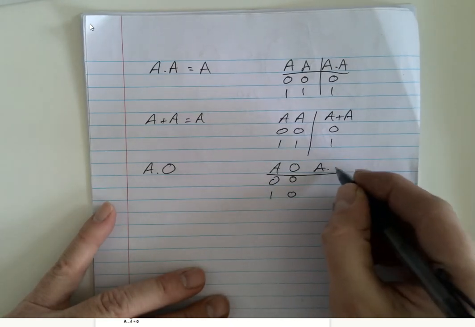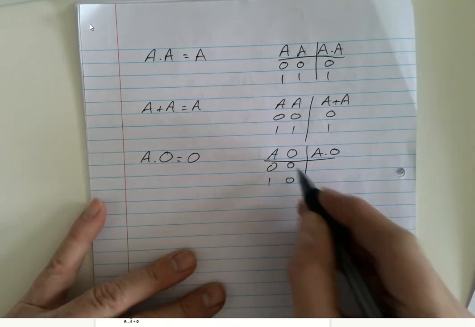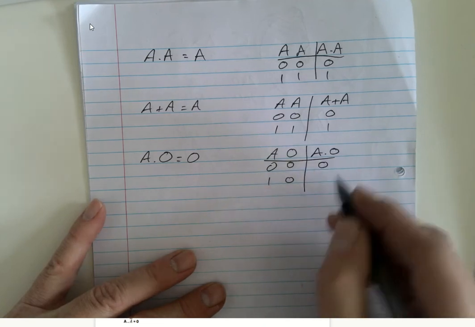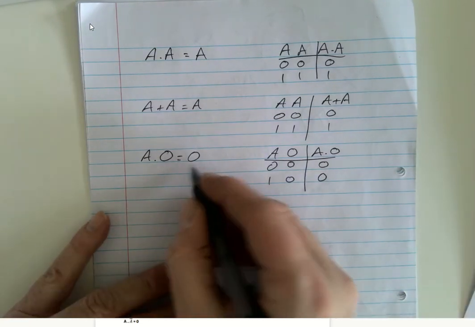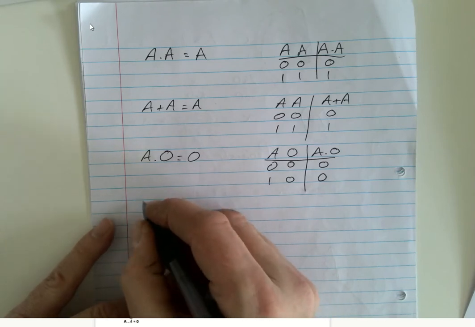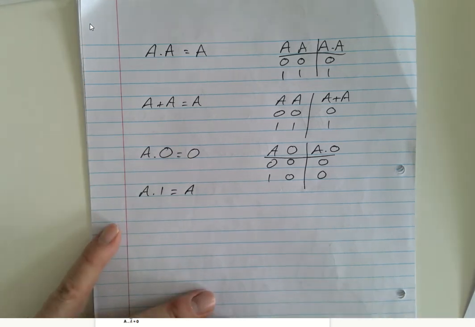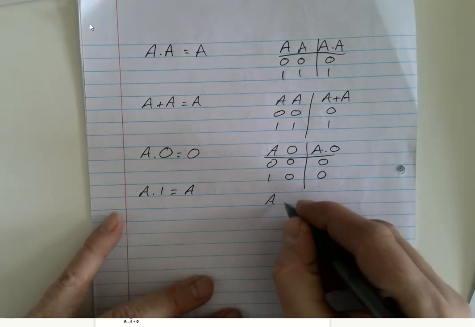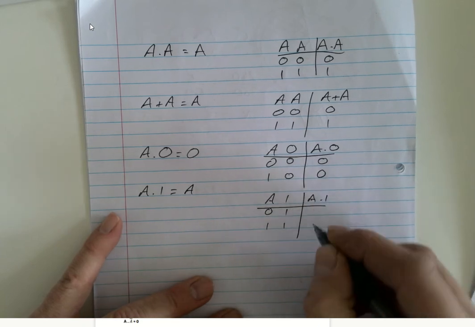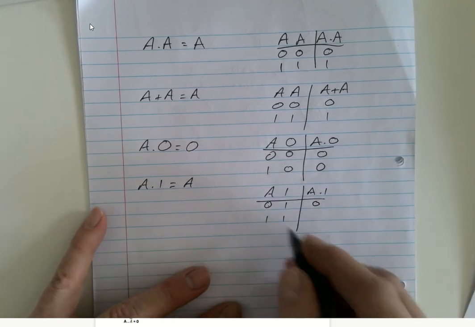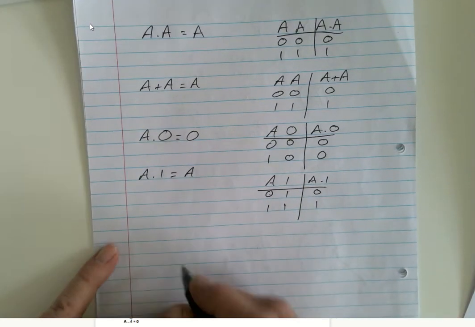So let's do A AND 0, and I'm going to prove to myself that it actually equals 0. 0 and 0 gives 0, 1 and 0, they've both got to be true, and they're not, so it's false. Now what is A AND 1? My conjecture is that it's A. So A is 0, 1, and the 1 column is 1, 1. So A AND 1: 0 and 1 gives a 0, 1 and 1 gives a 1, and it's the same pattern as A, and therefore it's that.